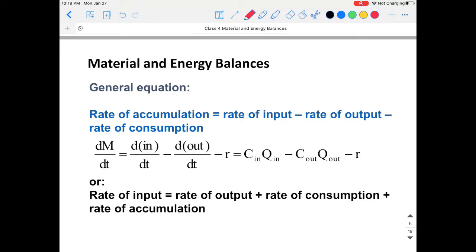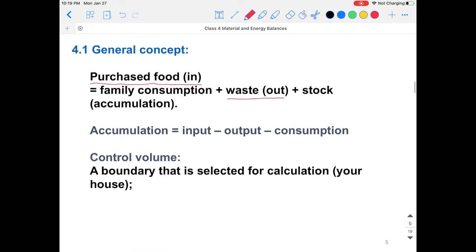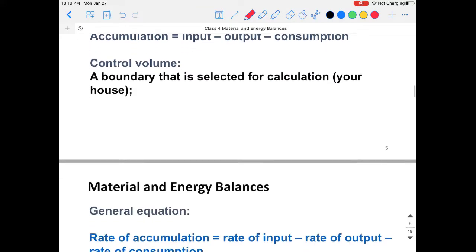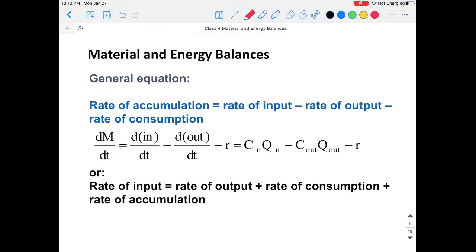And we can use a more engineering or scientific way to represent this relationship here. So if we think back on this relationship, you can see that accumulation can be represented as a function of input, output, and consumption, right? And because of that, we can say that the rate of accumulation, now let's talk about the accumulation in terms of time.